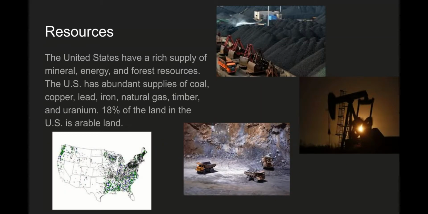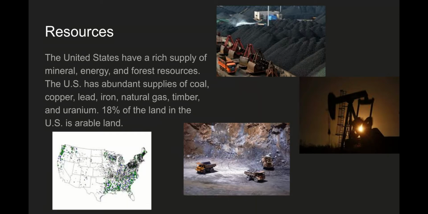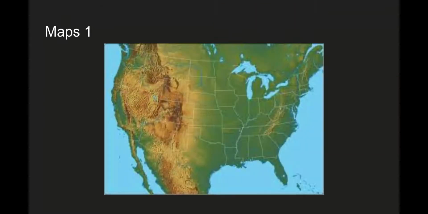Number 4 of your 5 parts, you're going to talk about the resources of your country. So you do not have to write a paragraph as you see on the slide. All you have to do is list. So you can say the United States has the following resources, and then you can list them off: coal, copper, lead, iron, natural gas, timber, uranium, as well as other things. Okay. And whatever you list, try to include a picture of whatever material or resource you included. And for your resources, you're only going to need 1 slide, but you can include more if you would like.